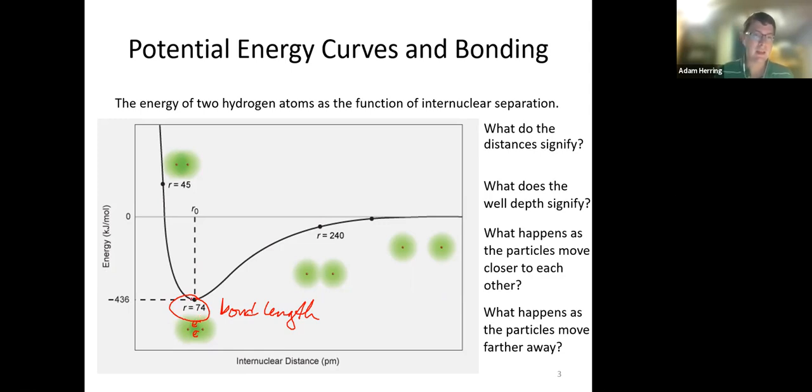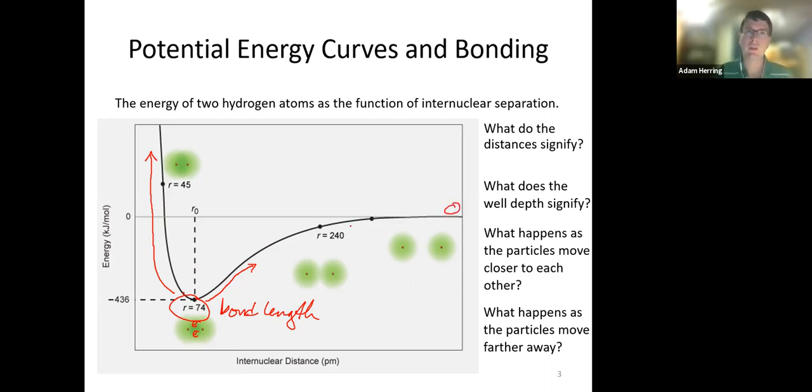What we can see is if we were to take those atoms and put them closer to each other, the energy would go up, eventually approaching infinity. And that's because the repulsion of the nuclei greatly outweighs the attraction of the nuclei to the electrons at that point. If we go at a distance beyond our bond length, we can see that the energy also goes up. But in this case, it approaches an energy value of 0.